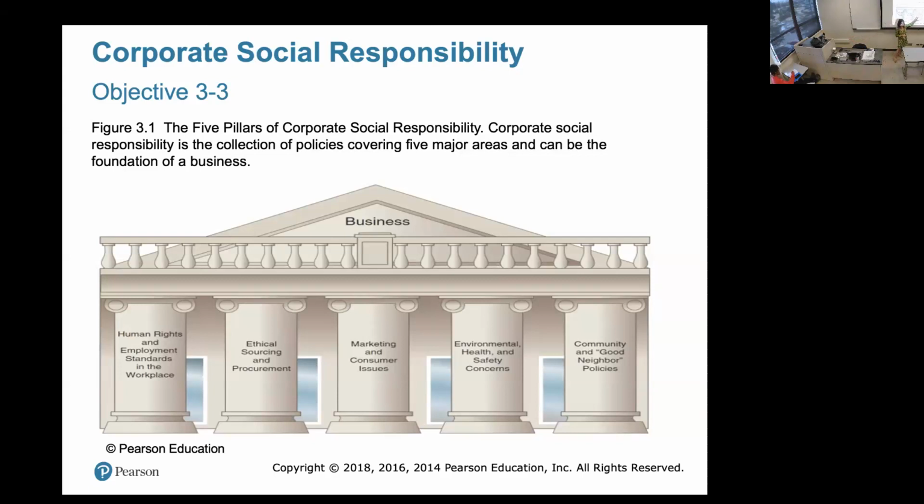Marketing and consumer issues. Companies have to treat their consumers properly, and they can't send untrue marketing messages. Environmental health and safety concerns, both internally within the company and externally. How are they treating the environment, right? And commitment to good neighbor policy, treating the community they exist in ethically. So these are the pillars of corporate social responsibility.